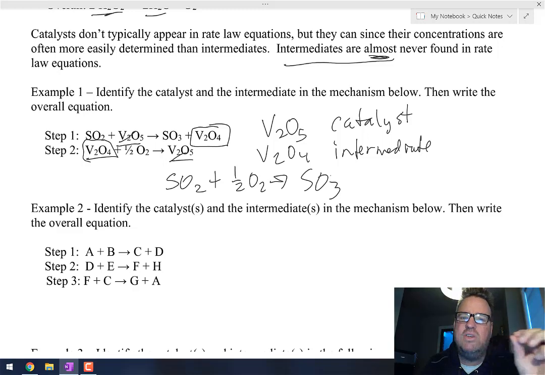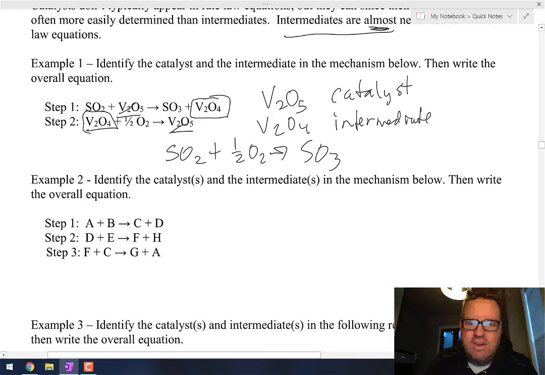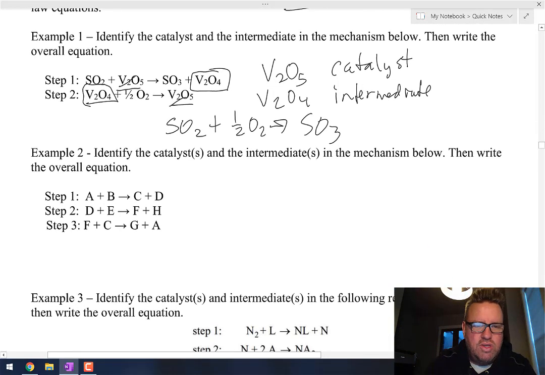What's that V2O5 there for? Remember, what do catalysts do? They speed up the reaction. We're not done with catalysts, but doing it this way makes the reaction go faster. Okay, example 2: identify the catalyst and intermediate in the mechanism below, then write the overall equation.